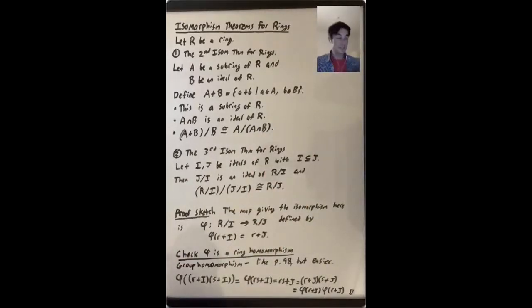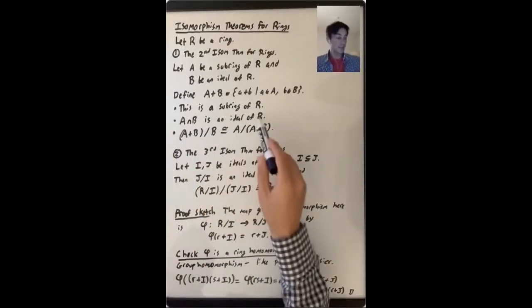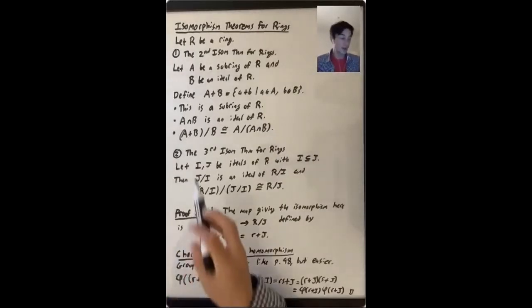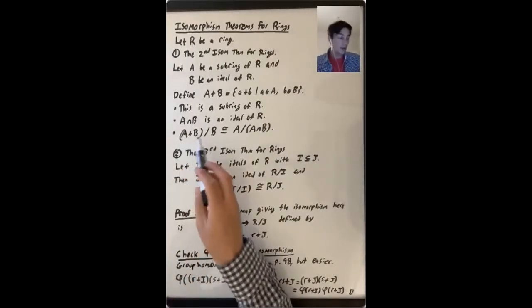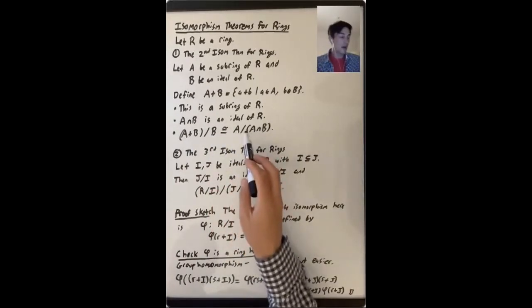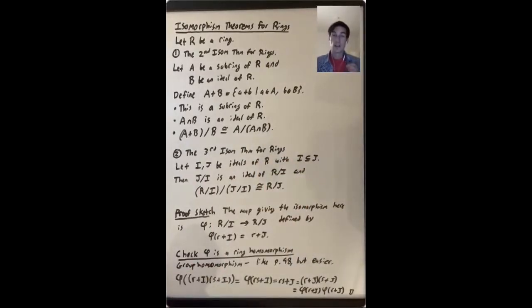And the isomorphism theorem says, 1, this is a subring of R. 2, A intersect B is an ideal of R. And 3, just like for groups, it says that 2 quotients are isomorphic to each other. Here, it's the quotient A plus B mod B is isomorphic to A modulo A intersect B. So I'll say something about the proof later, and I'll come back to this also in a minute.